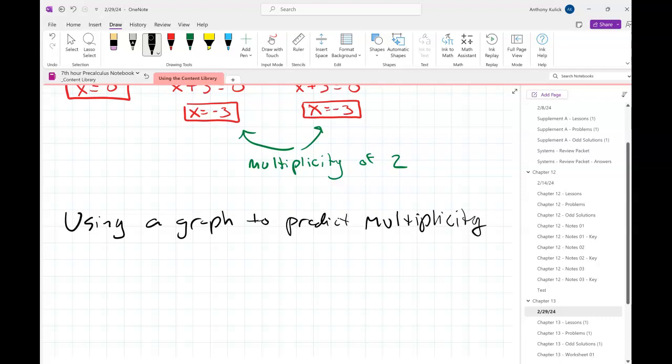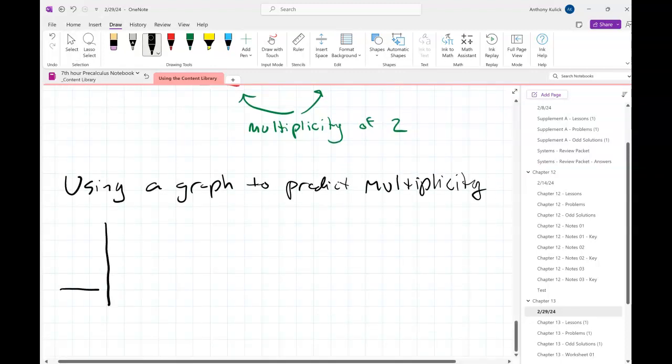So one of the things that we're going to be interested in is being able to use the graph to predict if a zero is going to have a multiplicity. We've seen in the process of solving identifying a multiplicity, but eventually we're going to want to be able to look at the graph and go, okay, that's a solution that's going to have a multiplicity, because eventually this process gets a little bit more complicated here.